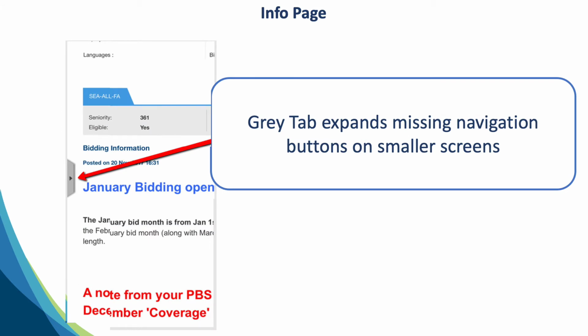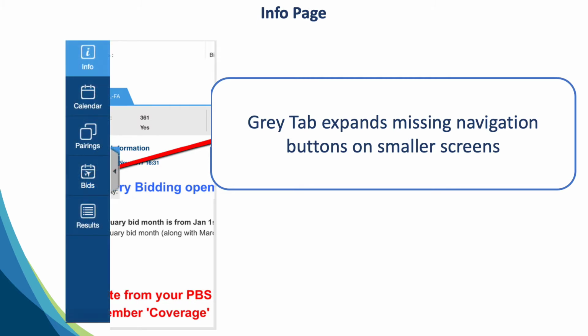When using a device with a smaller screen, such as a tablet or smartphone, it might be necessary to touch the gray tab on the left to bring into view the missing navigation tabs. You'll see this too when under the Pairings and Bids tab on devices with smaller screen footprints. You may also see it on a desktop computer with the browser zoom setting set larger than 100% or if you've reduced the size of your browser window.